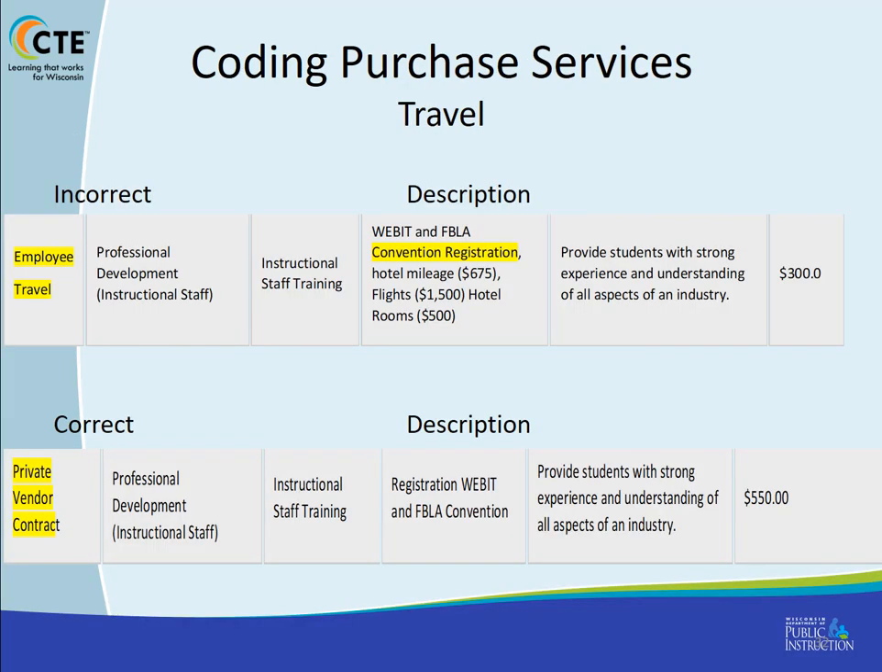Here are some examples of coding for purchase services. The top example has lots of issues. Employee travel is being purchased. Okay, but in the description, registration is listed as well. Registration is not a travel cost. Travel costs only refer to transportation, meals, hotel, and parking. Registration should be coded as you see in the second example, as a private vendor contract. It's a purchase from a trainer or conference or convention vendor.